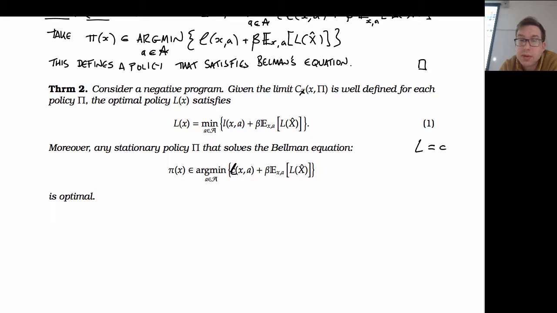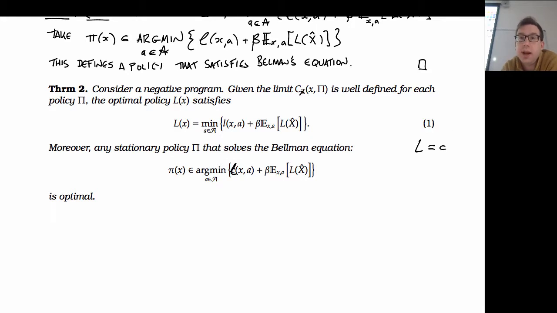Sorry, I'll finish stating the result first. So, consider a negative program. Given that the limiting cost function is well defined for each policy, the optimal policy L, so the best value function, or the lowest cost that I can achieve, which is given by L of x, satisfies the Bellman equation again. So if I minimize the cost over all pi and get this value L of x, it satisfies the Bellman equation. That's the same as before. Moreover, any stationary policy that solves the Bellman equation is optimal.